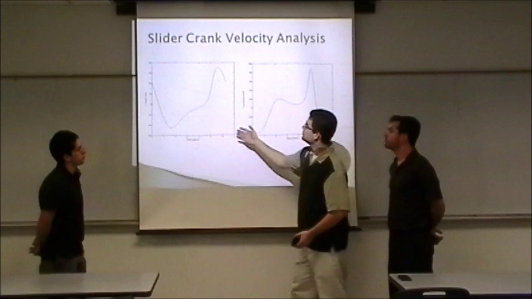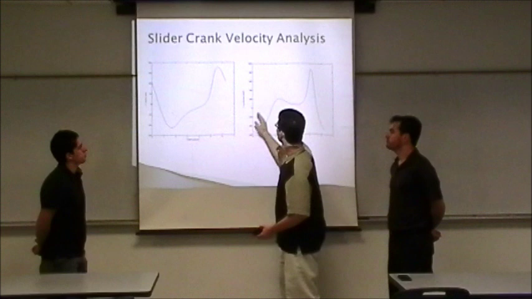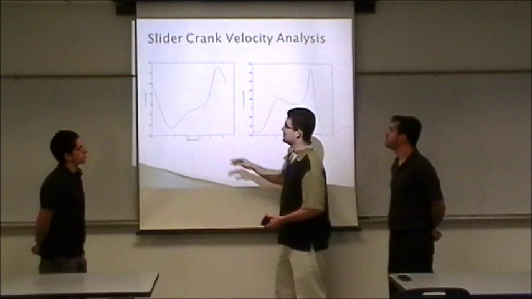This shows the velocity of the slider, and this shows the acceleration of the slider with respect to the crank position. Interesting thing to note here, when the velocity dips or peaks, these also correspond to the points at which the acceleration crosses the value of zero. This, of course, makes total sense because the derivative of the velocity, the acceleration, at this point and this point is zero.